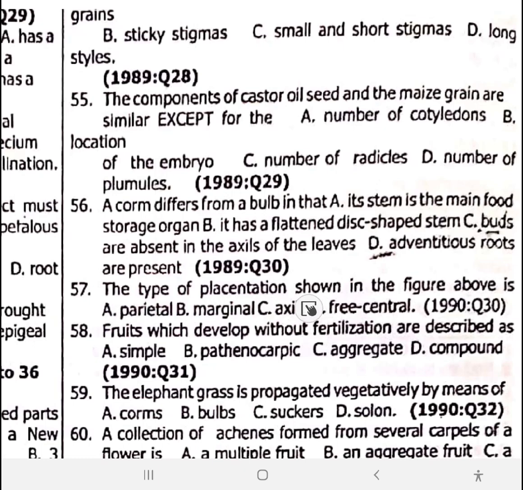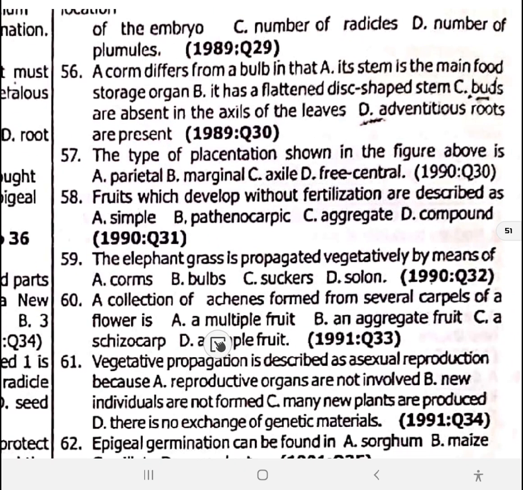57. The type of plantation shown in the figure. Fruits which develop without fertilization are called parthenocarpic fruits. When a fruit develops without fertilization, it's called a parthenocarpic fruit. That's 57. But I'd like us to take down a couple of notes on placentation.